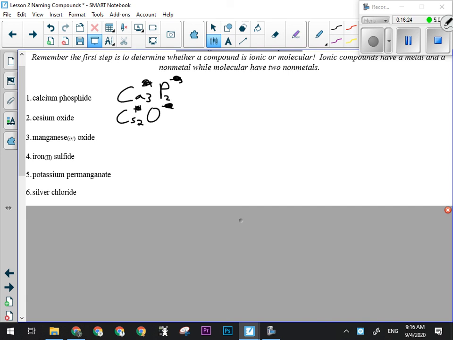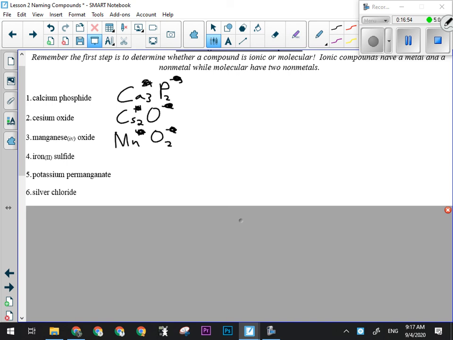All right, number 3, manganese IV oxide. So we've got Mn, which according to this formula has what charge? 4. And it's with oxygen, which is a -2. Now, I can already see that when I drop and swap those, I'm going to get 2 and 4. So I should automatically reduce to 1 and 2. So I should have MnO2.